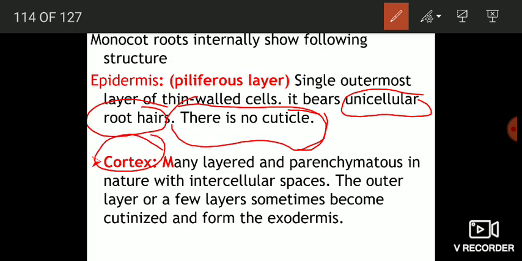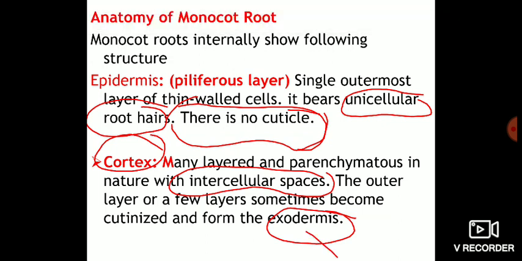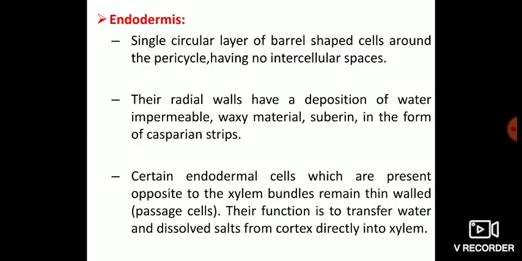Then cortex, it is made up of many layers of parenchymatous cells, and these parenchymatous cells are having intercellular spaces between individual cells. The outer layer or a few layers sometimes become cutinized and form the exodermis. जो एपिबेलिमा से नीचे वाले लेयर्स होते हैं, a single layer or a few layers, उनके walls में क्यूटिनाइज़ हो जाता है and they become thick walled, and this thick walled zone of cells is known as exodermis. So this is very much important. Okay, you will remember this point that in case of monocot roots there is exodermis below the epidermis.